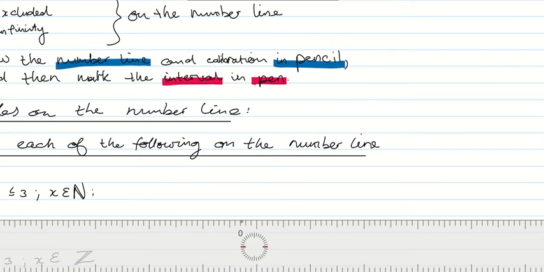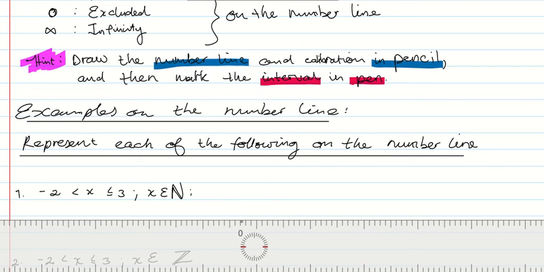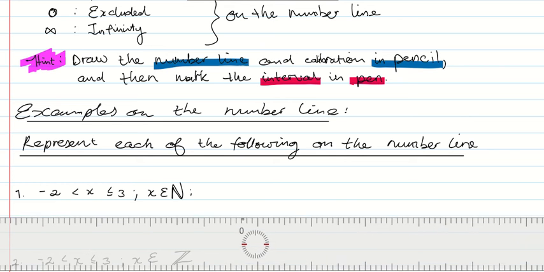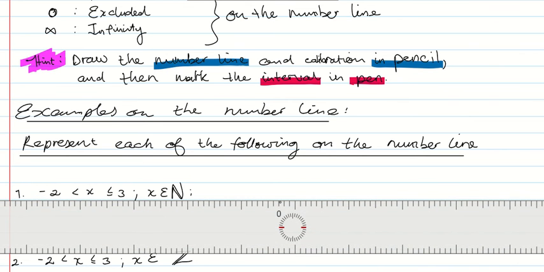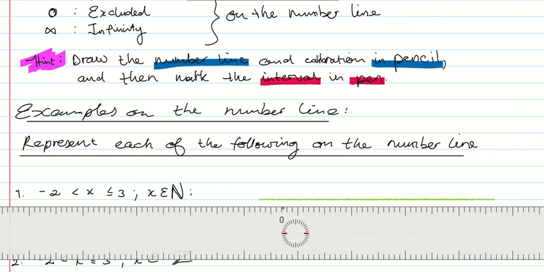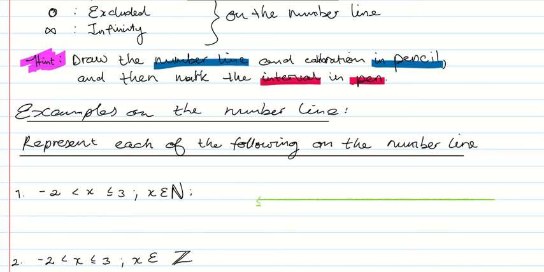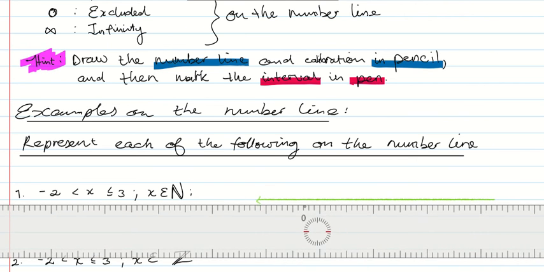All right, so what it says here, the hint: draw the number line and calibration in pencil and then mark the interval in pen. So what we're going to do, we're going to start off, use your ruler. All right, we're going to answer this quickly, and the answer looks like this. We're going to start off in pencil. All right, and then we draw a line first. I hope you can see the line that I'm drawing. So yours are going to be more accurate than mine. Let's see if I can do a 1 there.